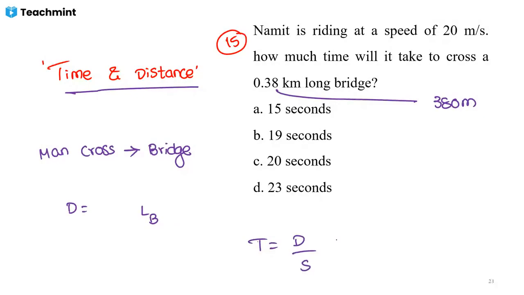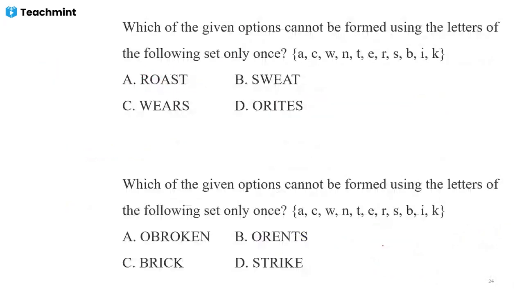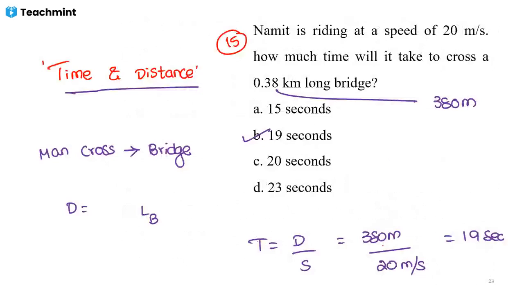Here distance is 380 meters. Speed is 20 meters per second. See how simple, right? 19 seconds. Basic questions like this also. They ask some questions kilometer per hour to meter per second also. So see that questions also they can ask.